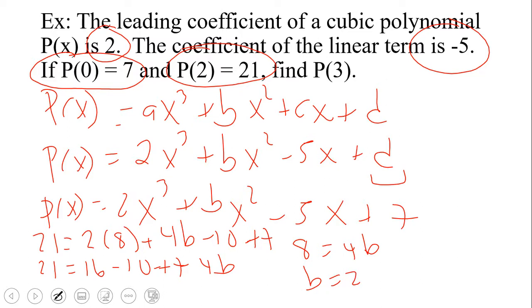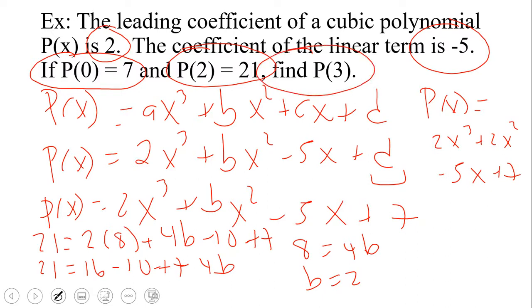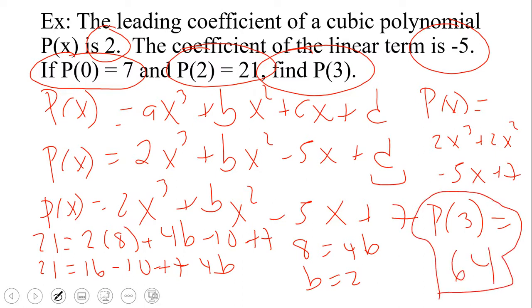So that means that my polynomial function, and again, sorry, I kind of ran out of room here, is going to be equal to 2x cubed plus 2x squared minus 5x plus 7. That is the polynomial that I was looking for in order to find p of 3. So to find p of 3, I again have two options. I can take this equation, and everywhere there's an x, I can put a 3, or I can copy those coefficients, put a 3 in the box, do synthetic division, and whatever the remainder is, that's going to be my answer. Either way, you should get an answer of 64.